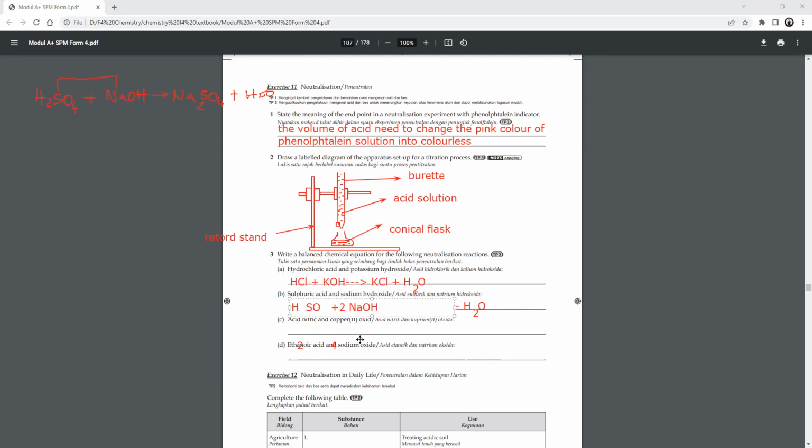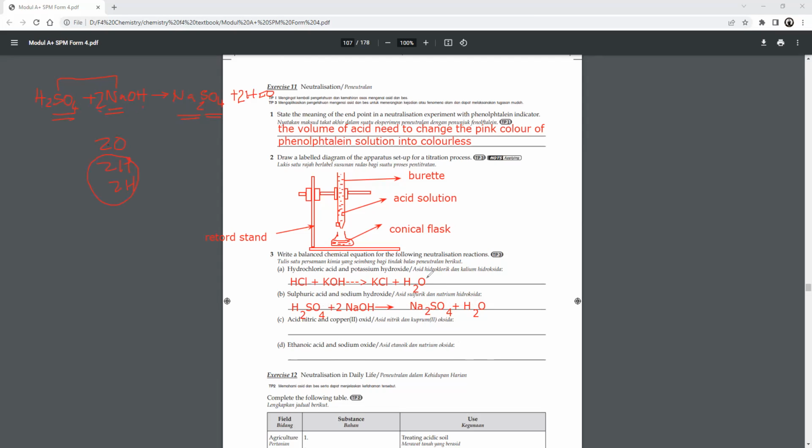So I need to have 2 Na here. I add the 2 here: 2 Na, SO4. Then 2 O, and 2H here, and 2H here. So you have 2 times 2, which is 4H and then 2 O. So for H2O you need to have 2.